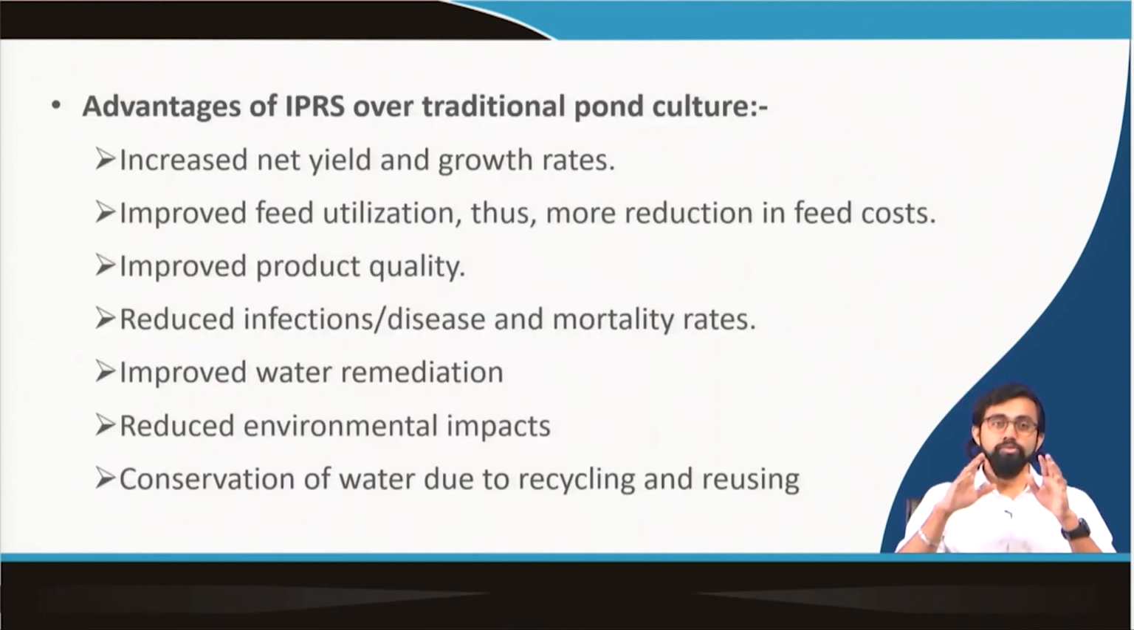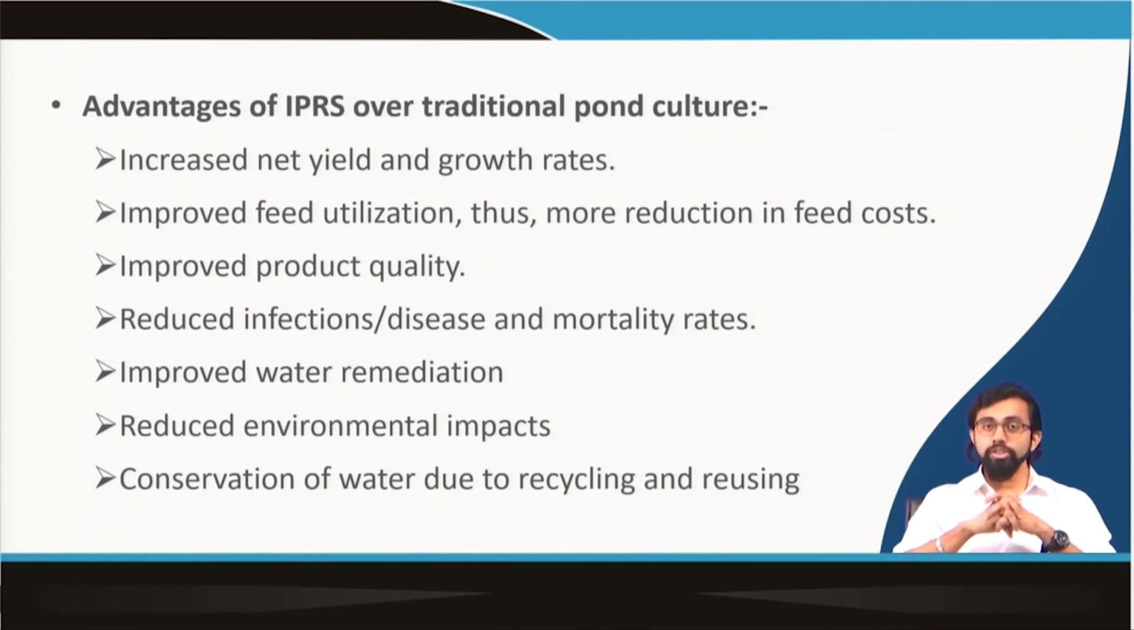So what is the difference between IPRS and traditional pond culture? It can increase the net yield and the growth rate, because a flow-through advanced system has a very high amount of water circulation. Because of that, it gives more dissolved oxygen, which helps sustain more fish. That means the stocking density can be improved, and fish quality can be improved because of the exercise. It also provides just enough feed for their survival, and a proper feed conversion ratio can be achieved. Overall, it increases the net yield and growth rate of the fish.